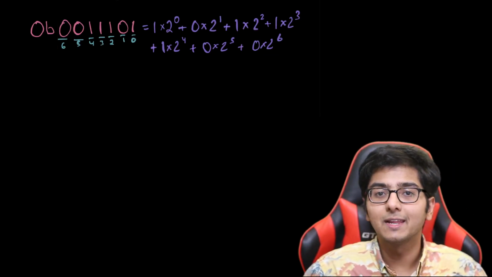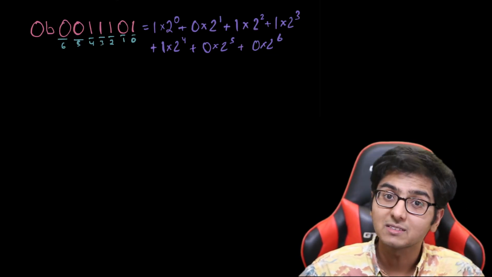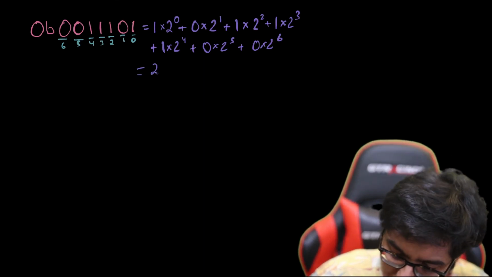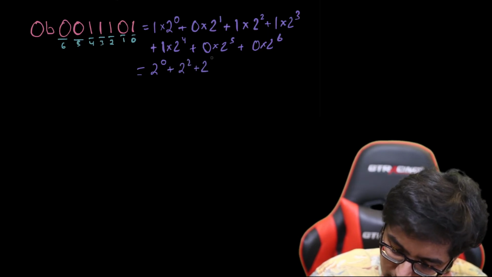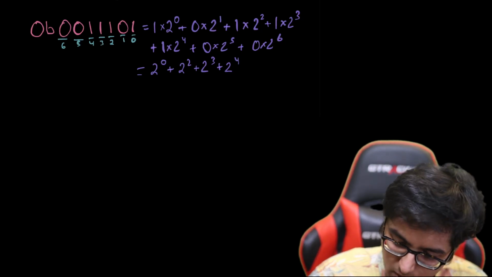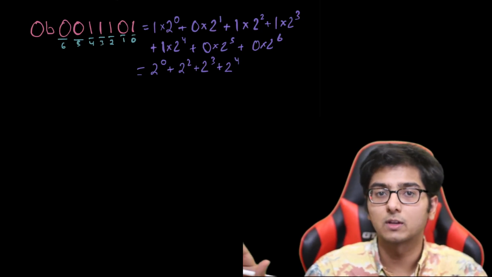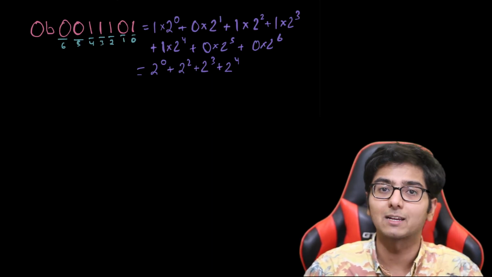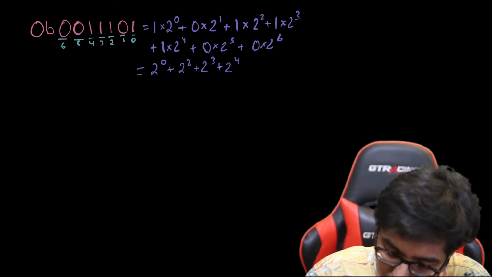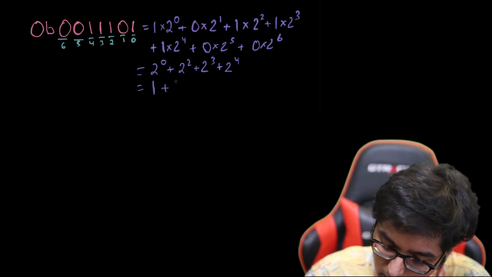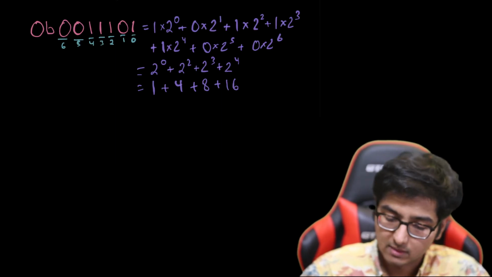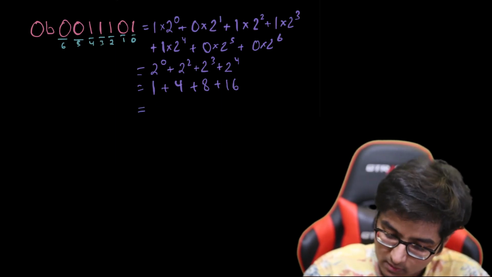Now, one really convenient thing about the binary numbering system, because it's just composed of ones and zeros, is I can quickly simplify this to just be 2 to the power 0, plus 2 to the power 2, plus 2 to the power 3, plus 2 to the power 4. And I can do that because all the zeros are just going to cancel out and stay as 0, and all the ones are just going to give me the base raised to the exponent power. And if I were to simplify this, this would be 1 plus 4 plus 8 plus 16. And the sum of this is going to be 29.